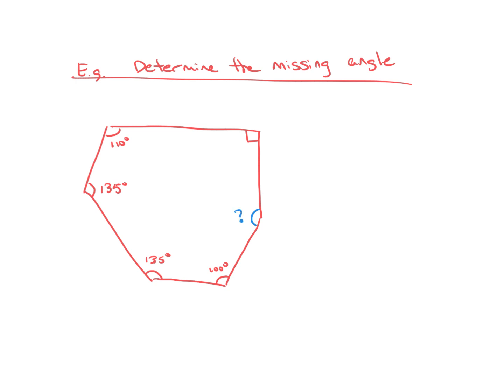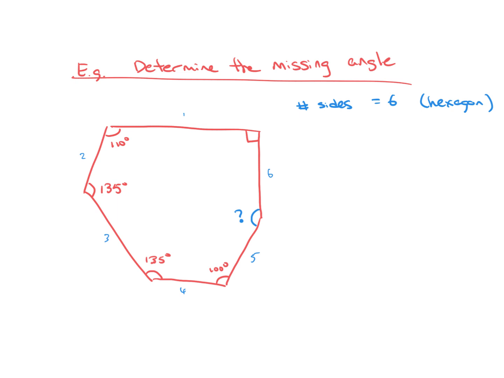Okay, so how do we figure out how many degrees it is? Well, first let's count the number of sides to figure out what type of polygon we're dealing with. So 1, 2, 3, 4, 5, 6. So we have 6 sides. That means we have a hexagon. Now that we know it's 6 sides, we can figure out how many degrees the 6 angles have to add up to.